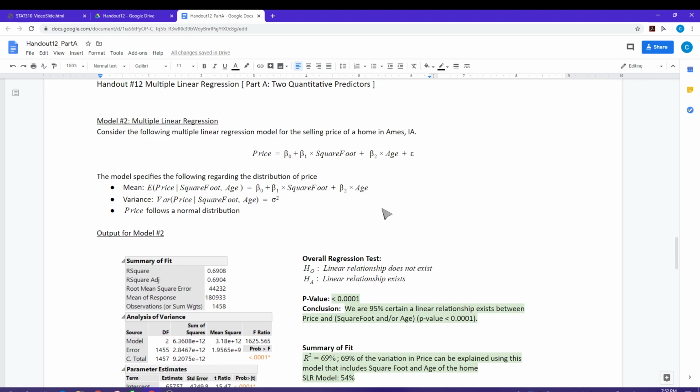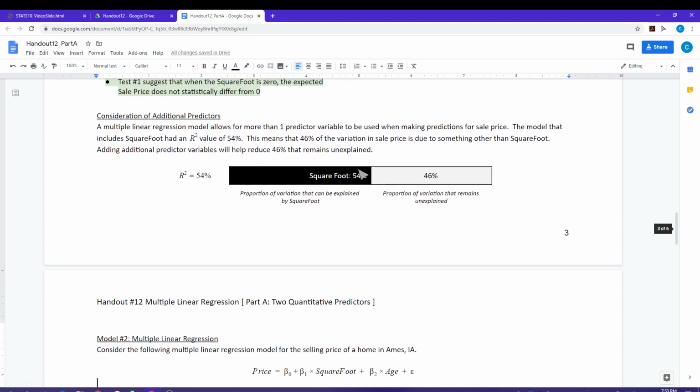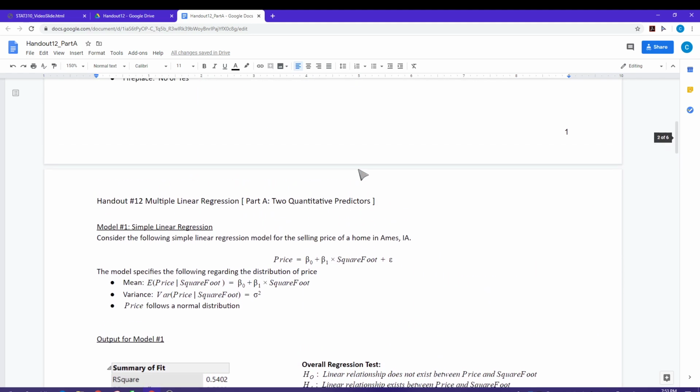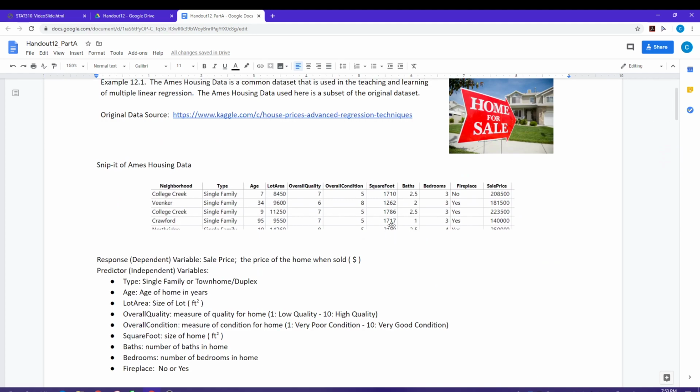So model number 2. Model number 2 is going to have square foot in it, like I had up above, but it's also going to consider a term for age here. So I'm just adding another variable or another predictor. It should be noted that both of these are quantitative in nature. So square foot and age are number values. If we go back up here and look at our data, square foot is a number or quantitative, and so is age.